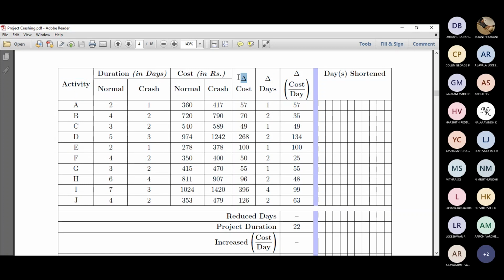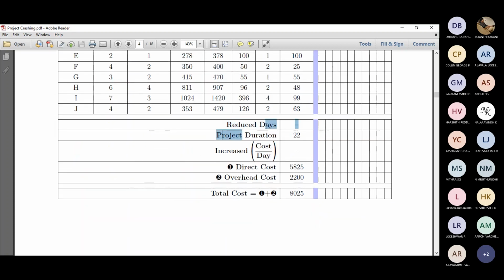Then we will find delta cost. Then we will find delta days, which is delta time. Then delta cost divided by delta day or delta time. So that will be the cost slope, right? So that's very important. And this is very important. The reason we provide this is it works automatically. It's almost a mechanical method of computation.